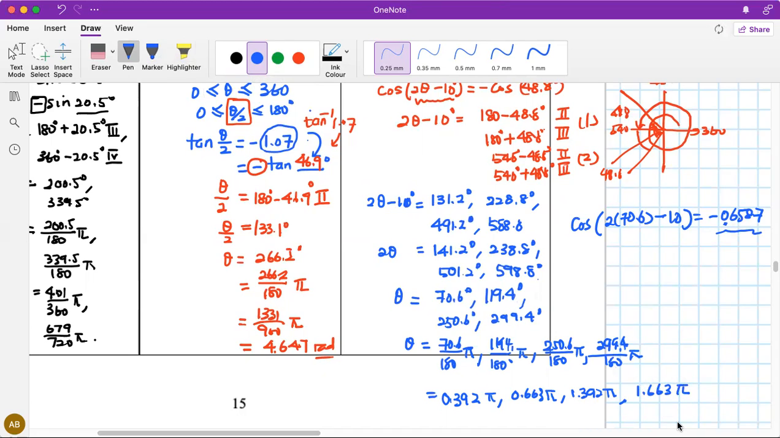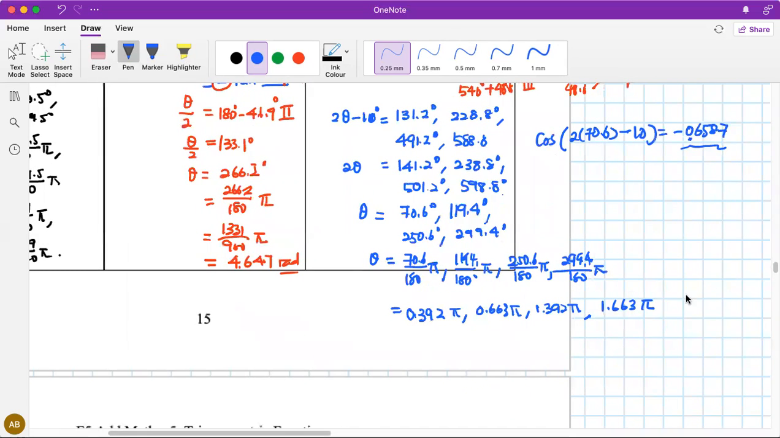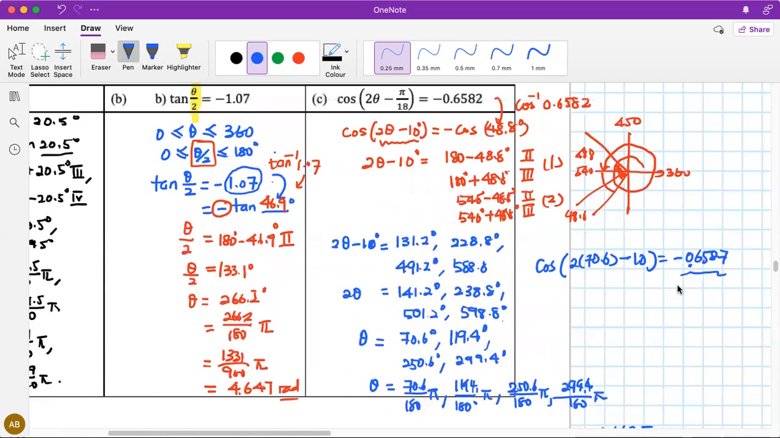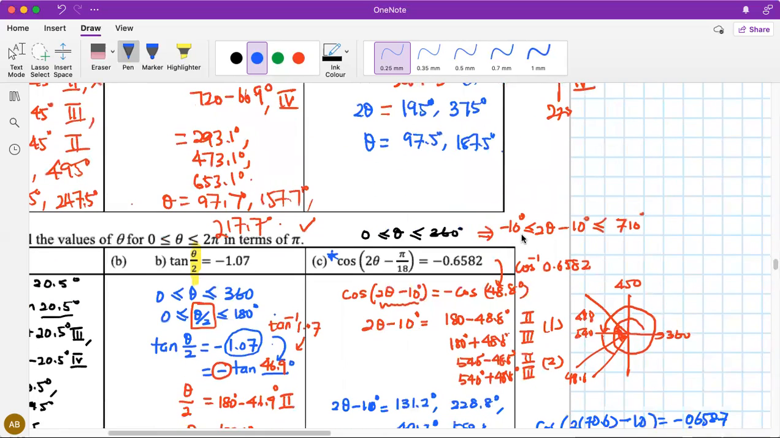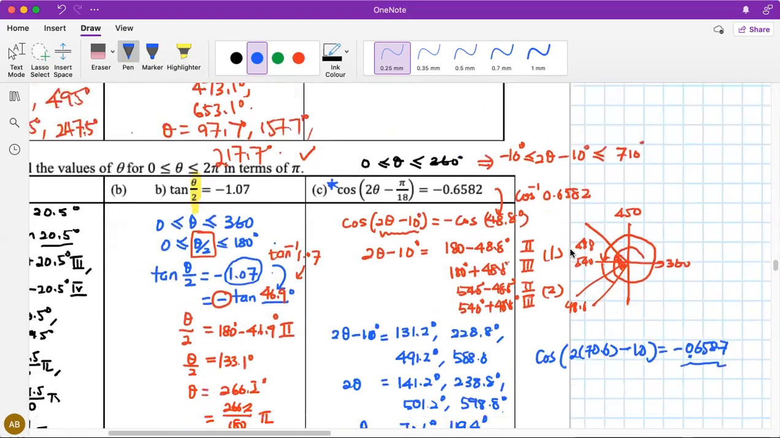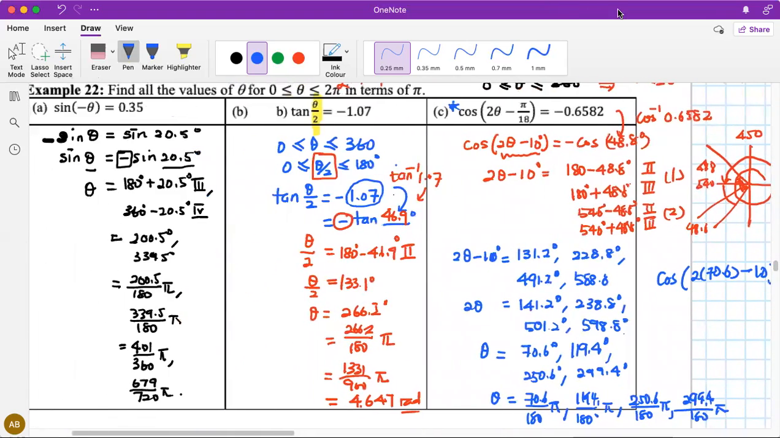So you can leave your answer as decimal, or you can leave your answer as a fraction like this. This is very important. Why is there a negative? So be careful with the negative. In case it is tangent and sine, then we need to use negative here. All right. So this is the video for example 22.